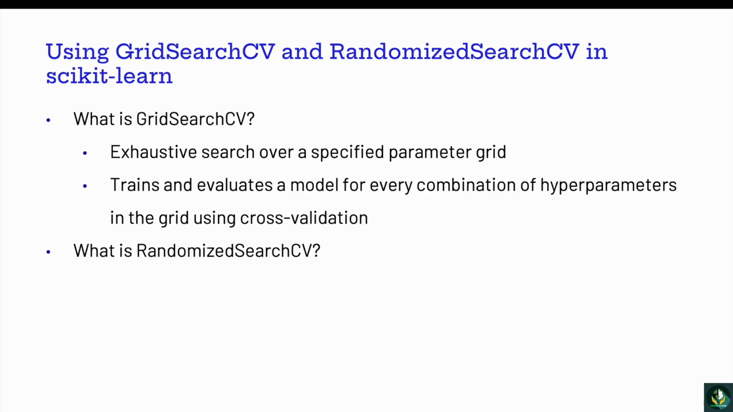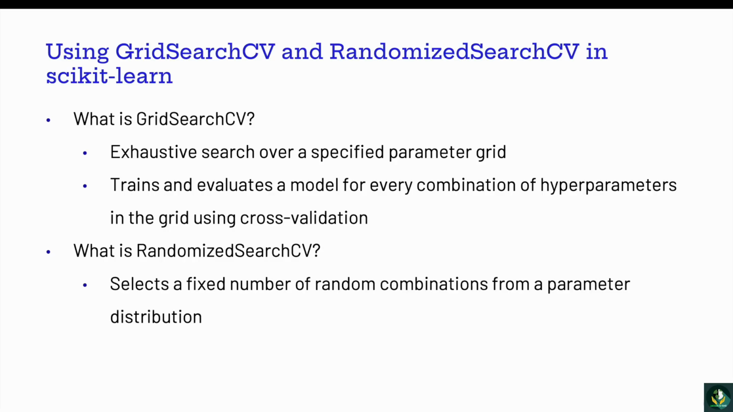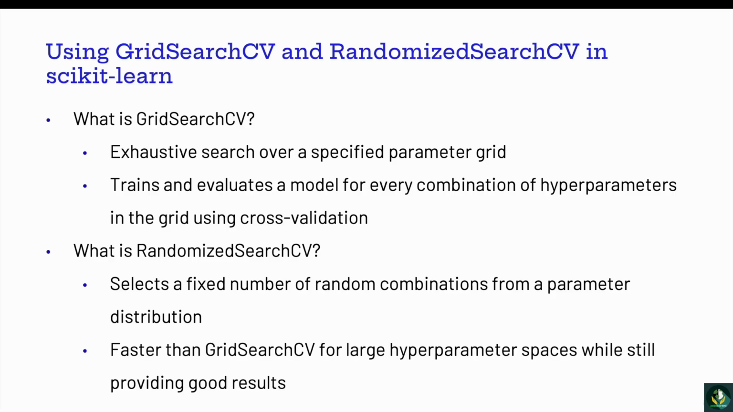Next, what is randomized search CV? Randomized search CV selects a fixed number of random combinations from a parameter distribution. It is faster than grid search CV for large hyperparameter spaces while still providing good results.